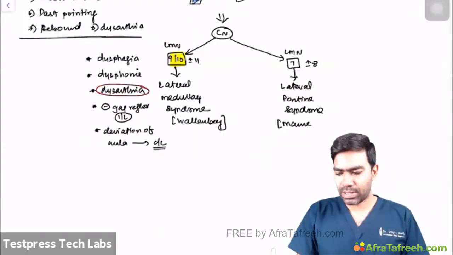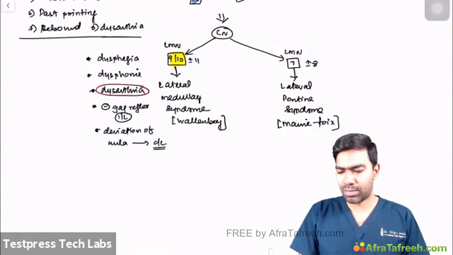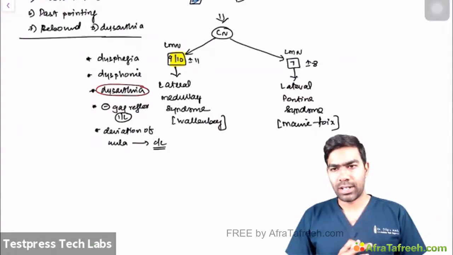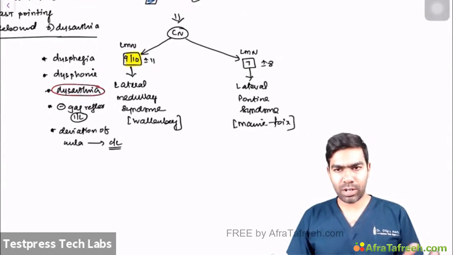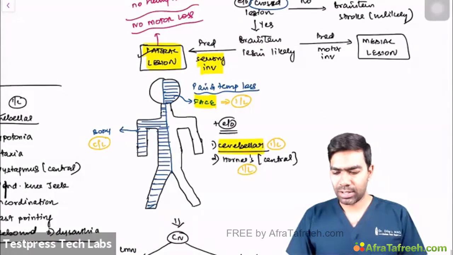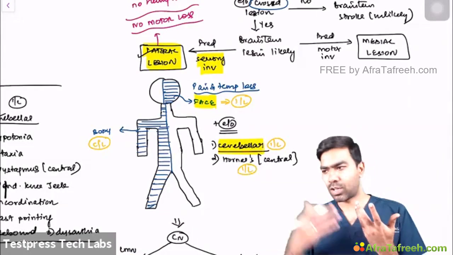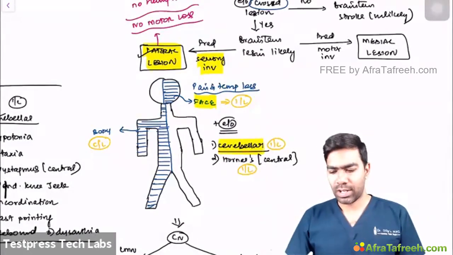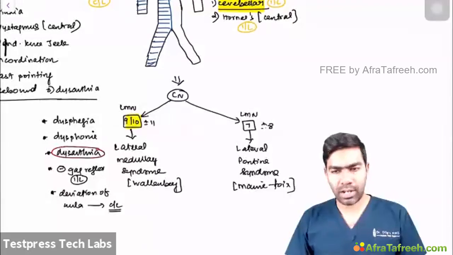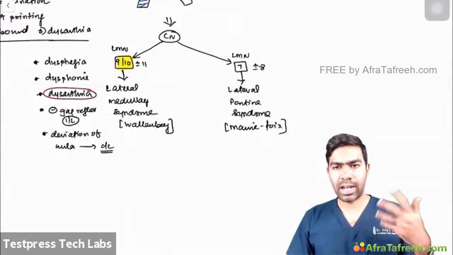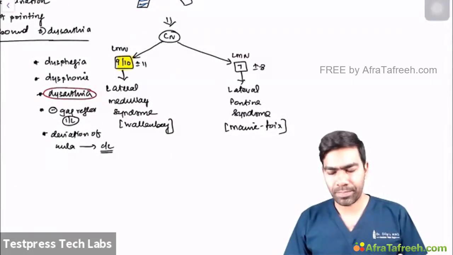Otherwise it is something called Marie-Foix disease. Like Wallenberg syndrome, that's called Marie-Foix disease. That's a lateral pontine syndrome. So now you can tell lateral pontine syndrome very simply, same features: ipsilateral loss of pain and temperature in the face, contralateral loss of pain and temperature in the body, then ipsilateral cerebellar symptoms, ipsilateral Horner syndrome, and you'll have an ipsilateral LMN type of 7th cranial nerve palsy.